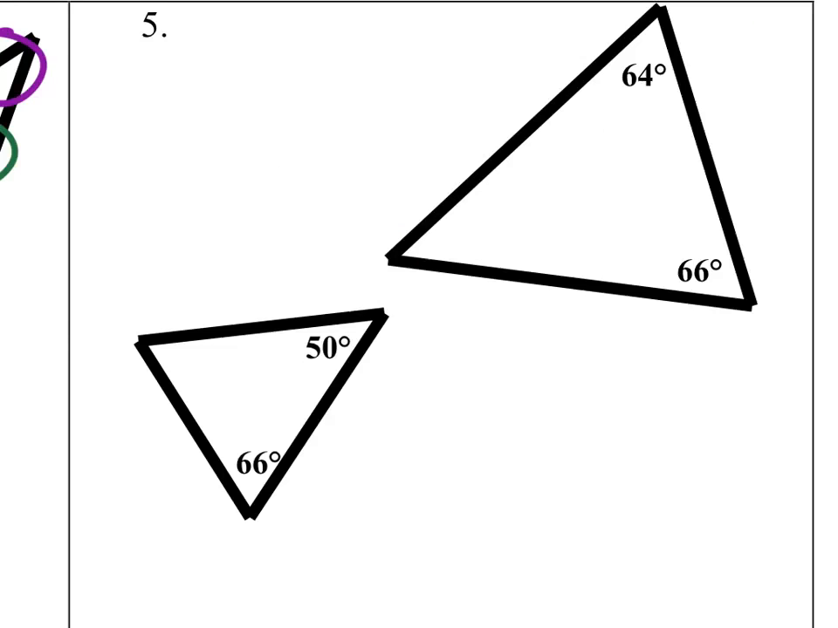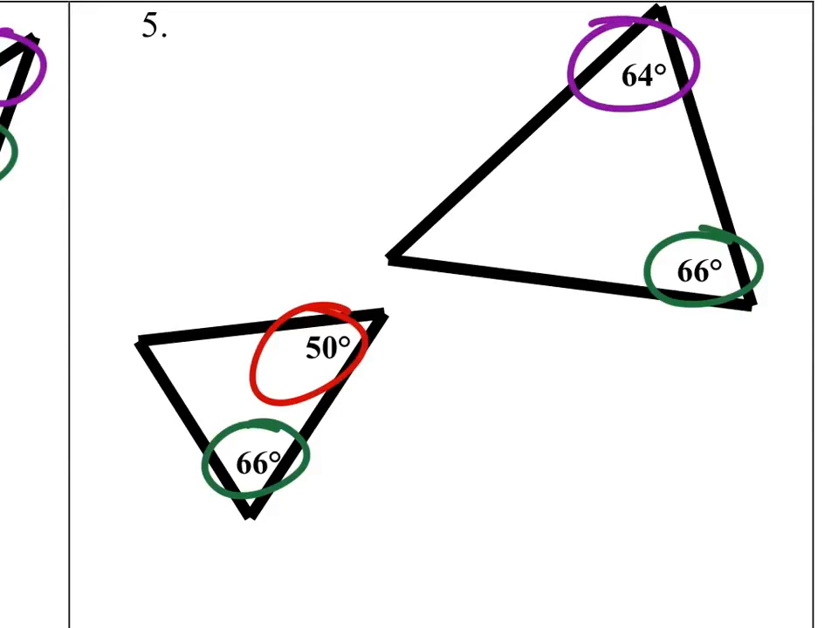Well, what about these two? On the surface, these two look like they are not similar because we do have the 66 degrees, but these two appear to be different. And they are different. The problem is if we solve for the missing angles, this one's 64 degrees, this one is 50 degrees, so as it turns out, they are similar.